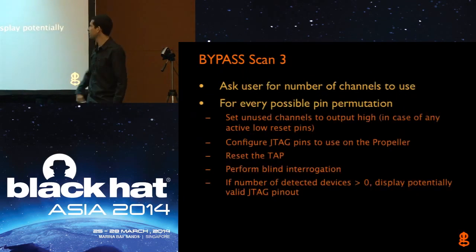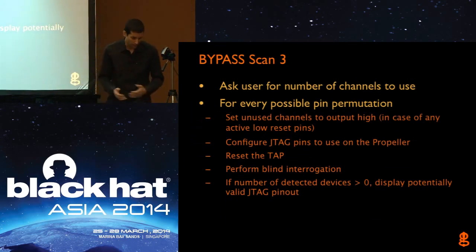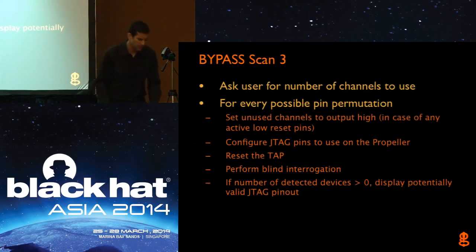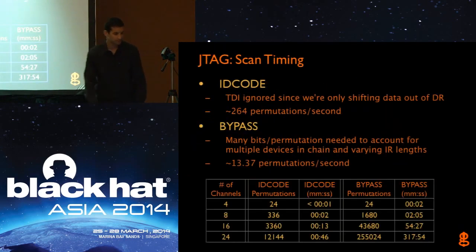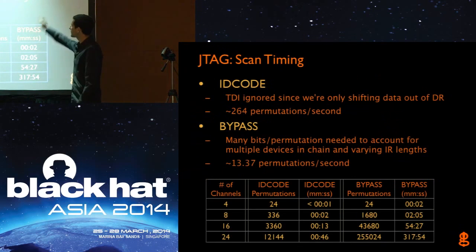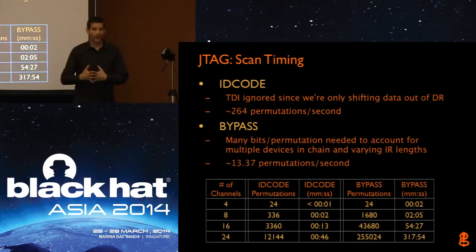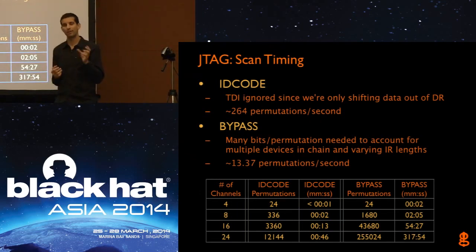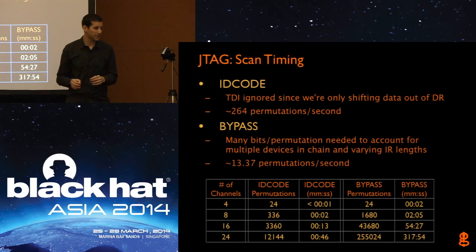So that's basically the process: resetting the tap, performing this interrogation, and if we get the same 32 bits out, then we know with pretty good certainty that that's going to be a valid interface. So here's the timing. With ID code, it's pretty fast. We're actually not concerned with TDI, with data in, because we're resetting the tap and only reading data out. So we're only looking for 3 of the 4 pins, so it's a lot faster, 264 permutations a second.